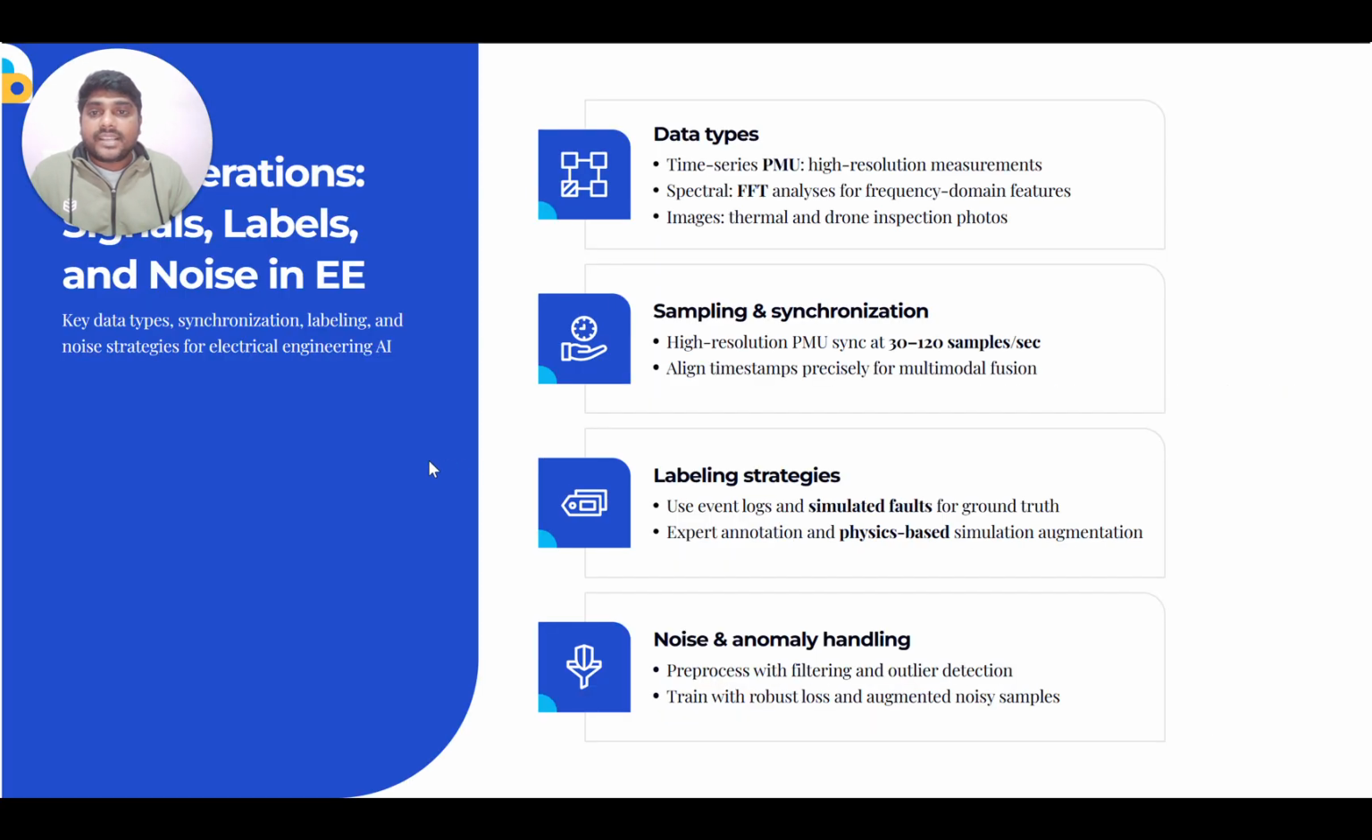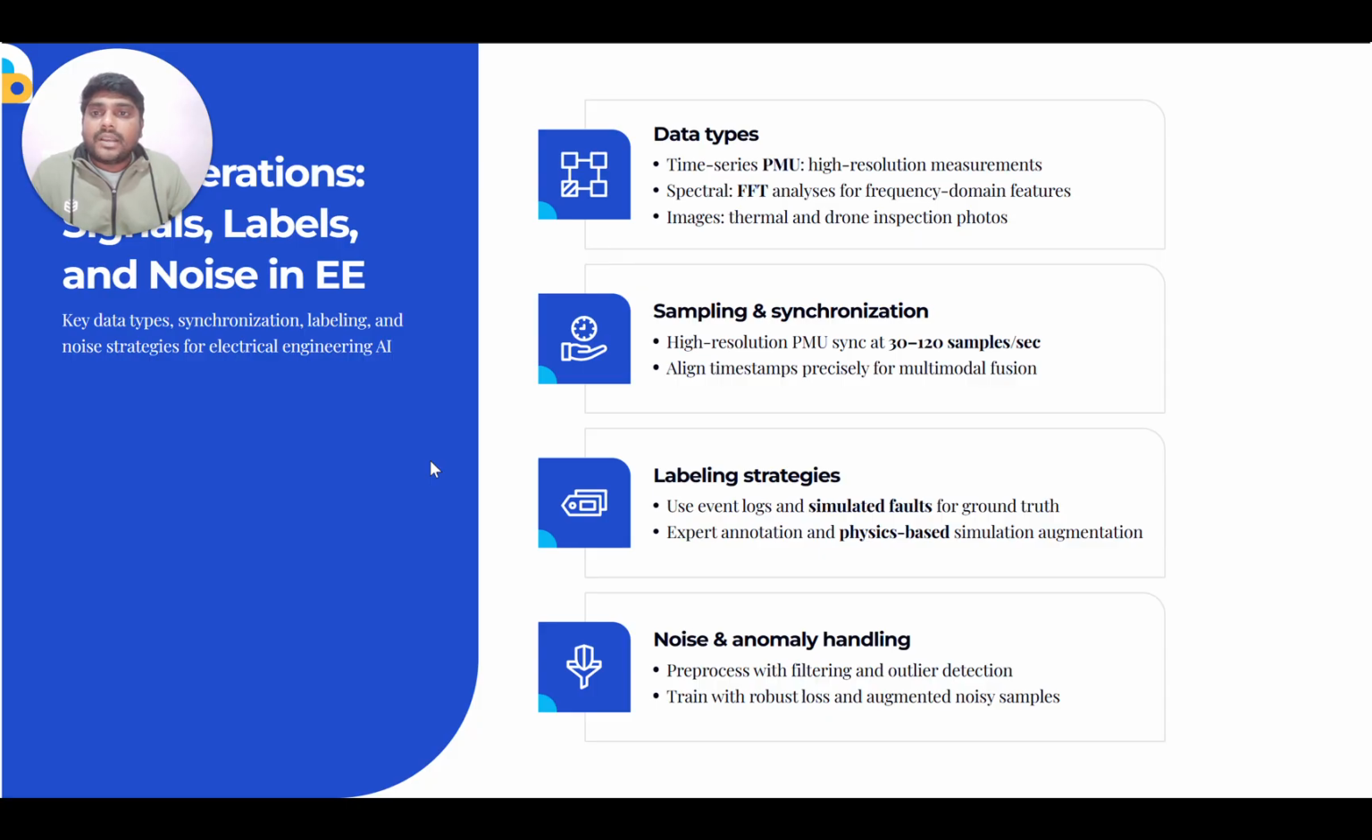Next, data considerations: signals, labels, and noise in electrical engineering. The success of any AI model hinges entirely on its data. We need to consider four key aspects. First one, the data types.